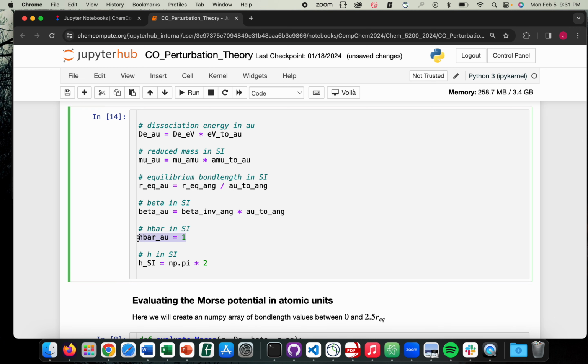Okay, so here I've got in atomic units my dissociation energy, dE underscore AU, my reduced mass in atomic units, mu underscore AU, my equilibrium bond length in atomic units, REQ underscore AU, the beta parameter in atomic units, beta underscore AU, and then h bar in atomic units, which is h bar underscore AU. And a nice thing about atomic units is that in atomic units, h bar is 1.